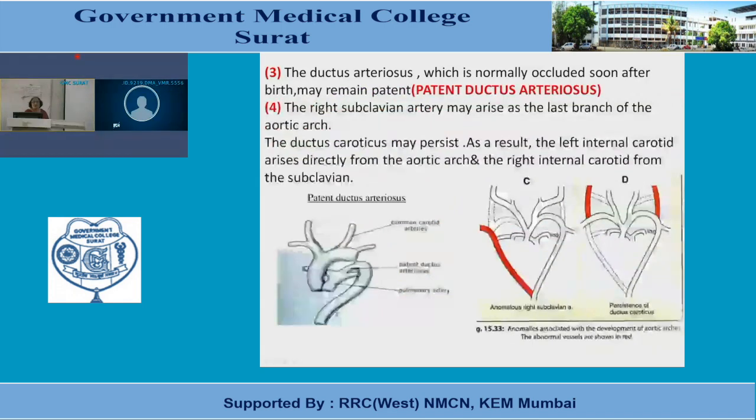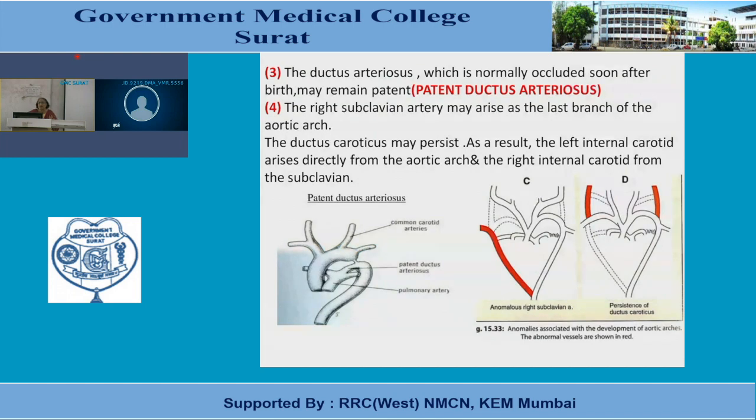Now the third important anomaly of the pharyngeal arch arteries is called the PDA, which you have seen in the Fallot's tetralogy, the congenital heart disease in which, tetra means four. Amongst the four diseases, one is the important patent ductus arteriosus. Fallot's tetralogy is a very important embryological anomaly of the pharyngeal arteries, and you have to be clear about that.